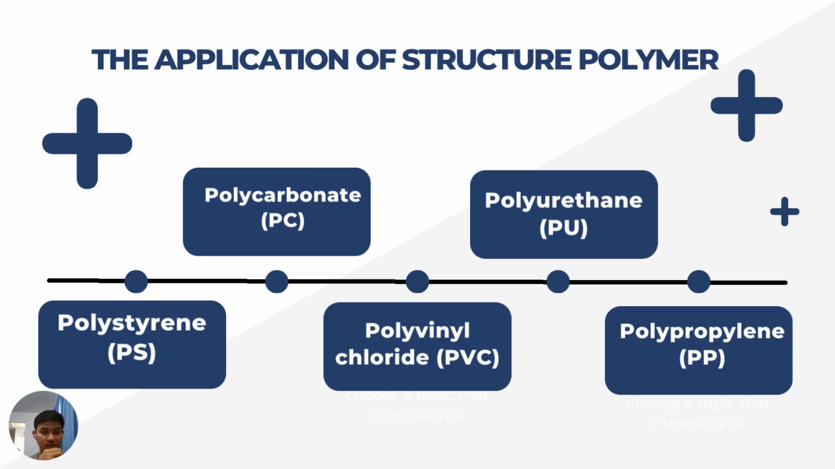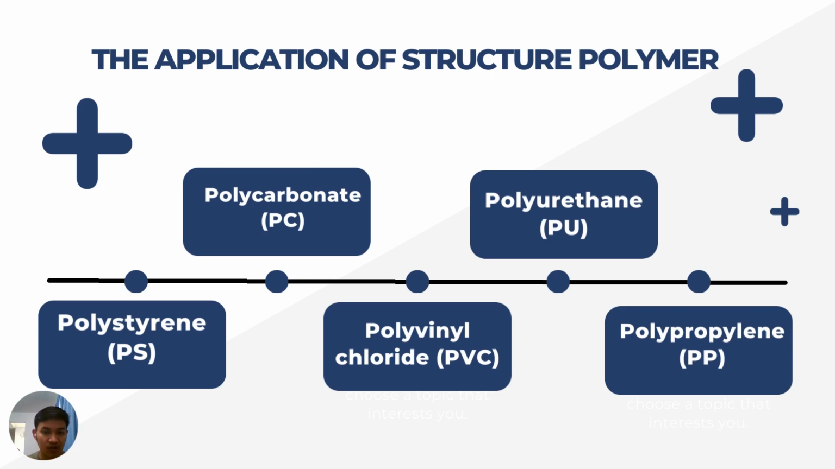Next, we have polyvinyl chloride, or we can call it PVC. Polyvinyl chloride is one of the most produced synthetic polymers in the world. It can be characterized as rigid or flexible. The main applications are in partitions, roof tiles, pipes and connections for water, and window blinds.